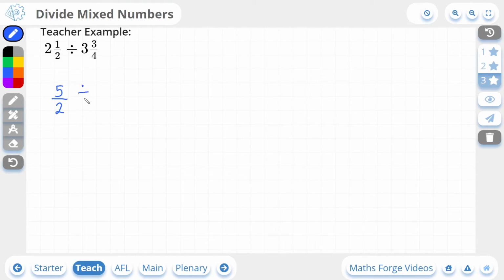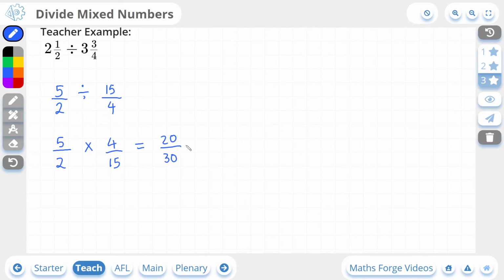And this is going to be divided by 3 times 4, which is 12, added to 3, which is 15, over the original denominator 4. Now I'm going to keep the first fraction the same and flip the second fraction around. Remember to change the division symbol to a multiplication symbol, so that's going to be 4 over 15. And if we carry out this calculation now, 5 times 4 is 20, 2 times 15 is 30.